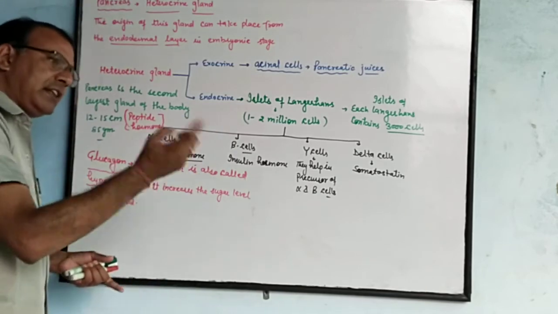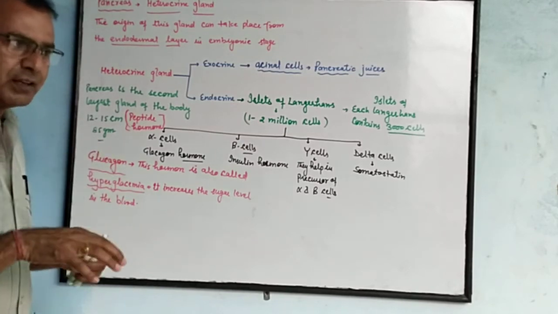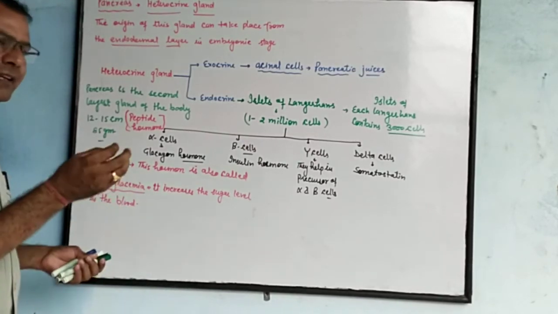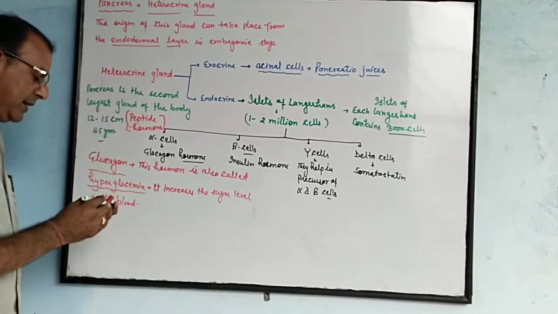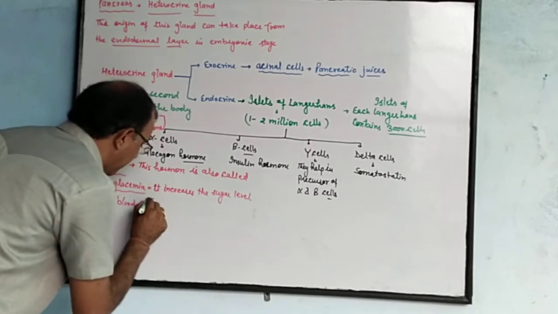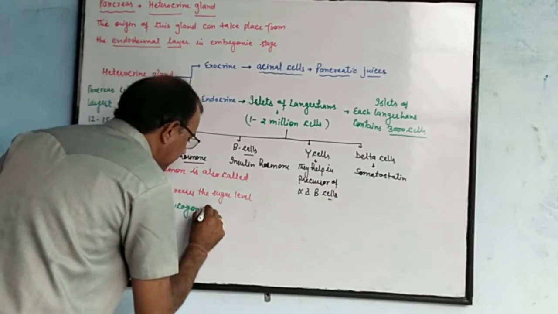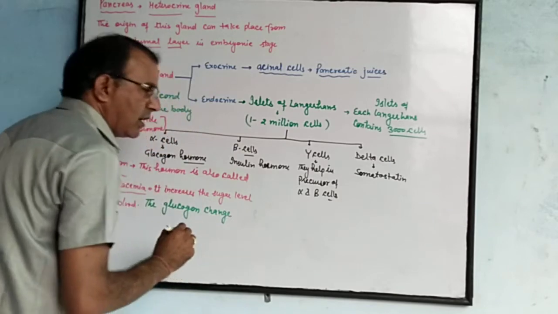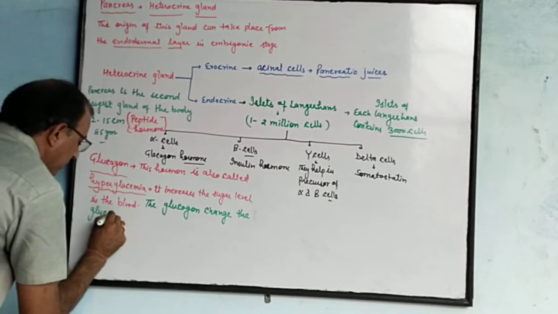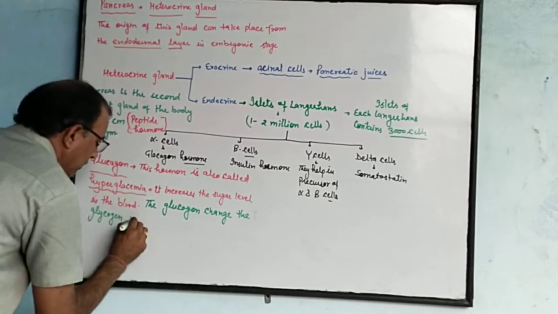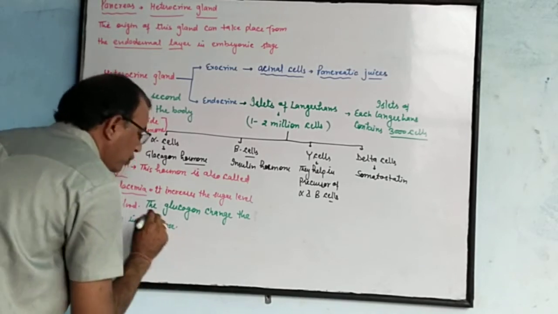This glycogen again changes into sugar, means glucose, by the help of glucagon, because when the glucose or sugar level is decreased in blood, then glucagon acts on glycogen which is stored in liver and muscles. The glucagon converts the glycogen into glucose and increases the sugar level.